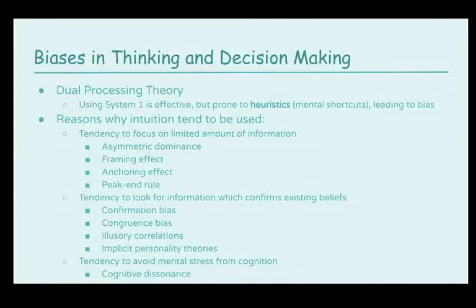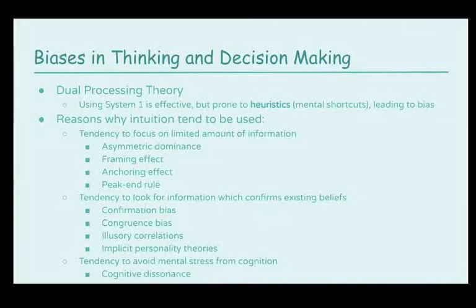So, because we're humans, we often make mistakes, or according to psychology, we make a lot of biases. So, in dual processing theory, I've explained that the system that uses our intuition can be very effective, but it is very prone to heuristics or mental shortcuts, leading to bias.